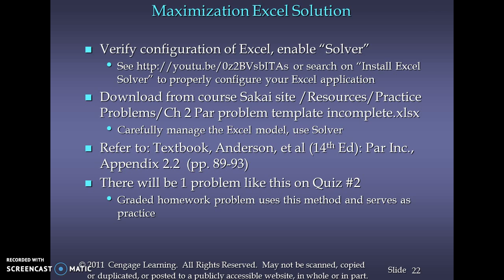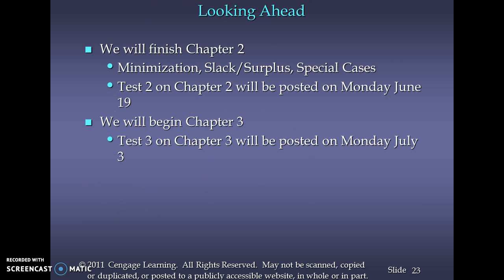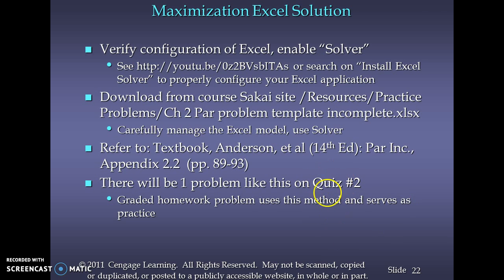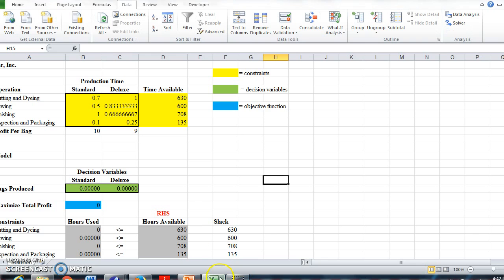What I'm going to give you in terms of that file is built to look like the template that is in our textbook for the PAR Inc. problem. It's in Appendix 2.2 on pages 89 to 93. Now there's going to be a problem like this on test number 2, and it's going to be very similar. There's going to be a homework problem also using this method, and it's going to be a practice one. So let me show you what this looks like. I will walk you through this.